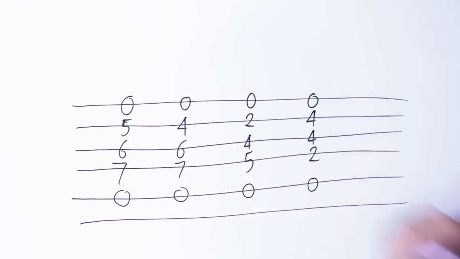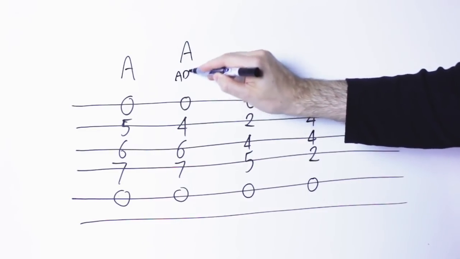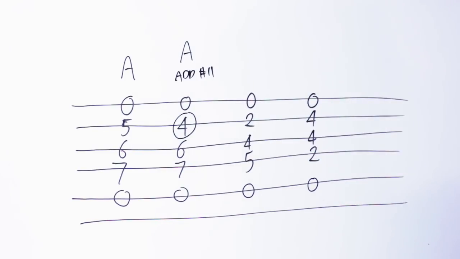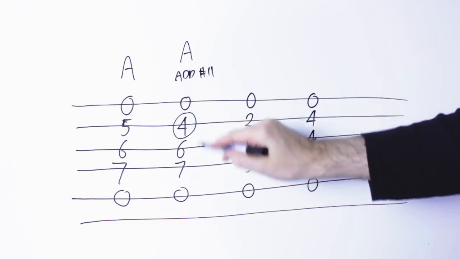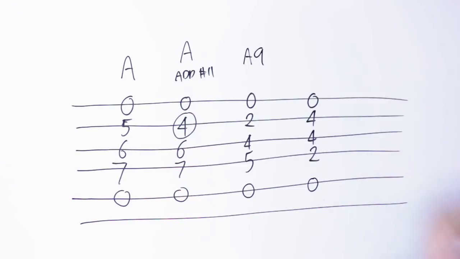The first chord is simply an A major chord. The second chord is again an A major chord in which I have a sharp 11, a D sharp note. The next chord I get by moving all my fingers down 2 frets on the guitar, and I get an A9 chord.